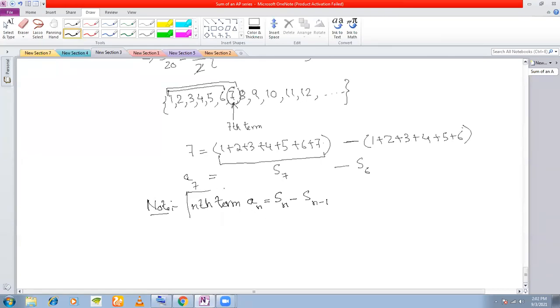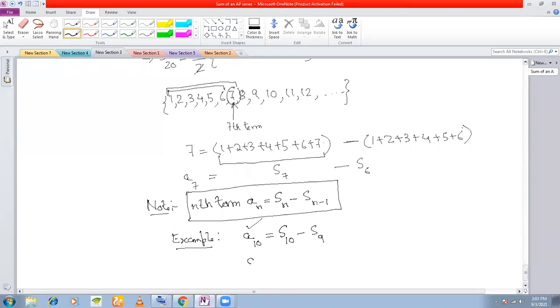Okay. If you know the sum of the first n terms, and if you know the sum of the first n minus 1 terms, you can get the nth term. For example, if you want to find, say, A10, the 10th term, then you must know the sum of the first 10 terms, and you must know the sum of the first 9 terms. If you subtract them, you will get the 10th term, right?